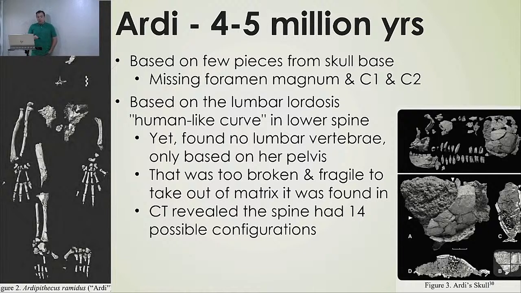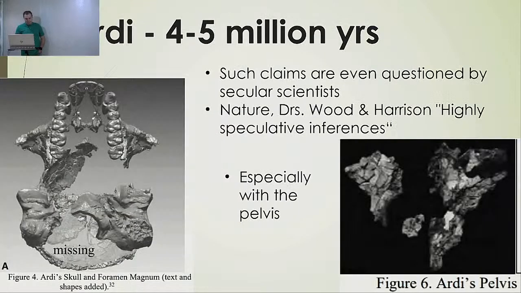The pelvis, though, was too broken and fragile to take out of its matrix, meaning the rock that it was found in. You can see the picture in the bottom right. And so they had to do a CT, and that showed that there were 14 possible configurations of the spine. 14 ways that it could be put together that fit. And of course, they choose the one that makes it look more human-like. Now you can see there closely on the skull that the foramen magnum is not really positioned well. The hip there, that's the CT image of it and how they tried to arrange it.